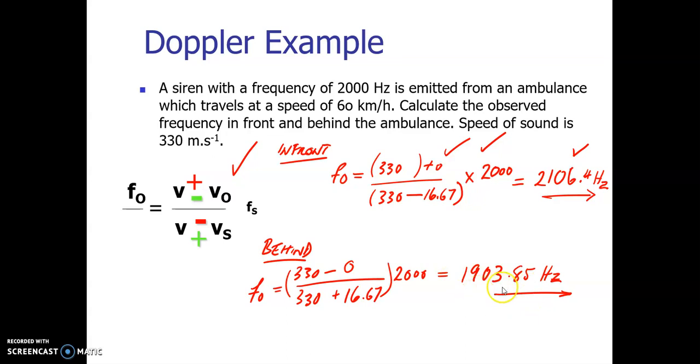and that gives us a lower frequency. So you can see the actual frequency, 2000, is in between these two. In front of the ambulance there would be a higher frequency observed, and behind there would be a lower frequency. And again, that could be another 3 or 4 marks. So that's how you would do a calculation.